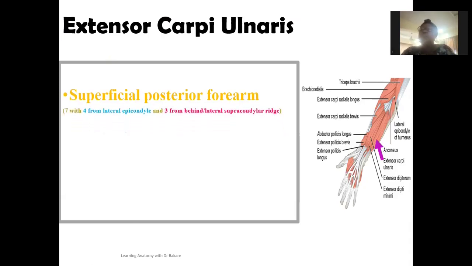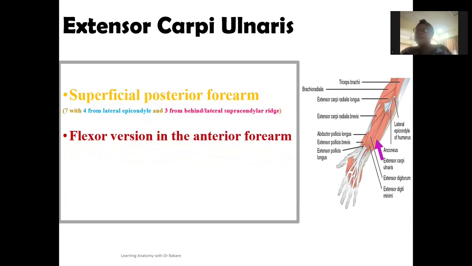So within the 7 muscles that are superficially placed, we also added that 4 of these muscles originate from the lateral epicondyle, while the remaining 3 originate from the posterior surface or region of the lateral epicondyle and also the supracondylar ridge. We highlighted this in detail in that lecture. So we say that the extensor carpi ulnaris is one of the muscles that are superficially placed in the posterior compartment of the forearm, and it is also one of the muscles that originate from the lateral epicondyle. This muscle is seen to have a flexor version in the anterior compartment of the forearm.